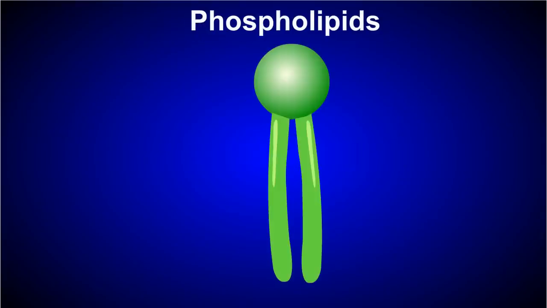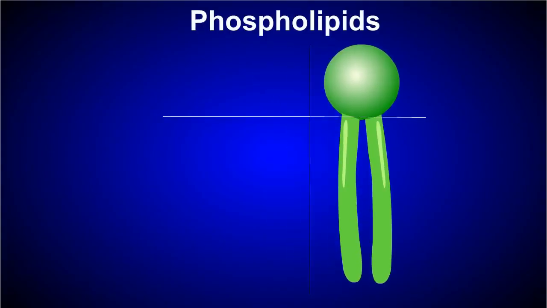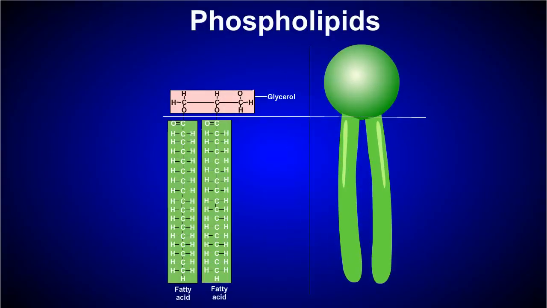Phospholipids are similar to triglycerides in that they contain glycerol and two fatty acids. What's different is that a phosphate group rather than a third fatty acid is attached to the third carbon of glycerol. Phospholipids are extremely important, mainly because of their unique properties in regard to water.